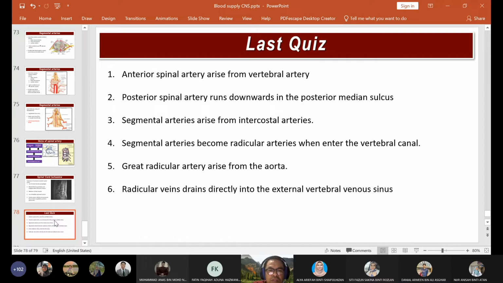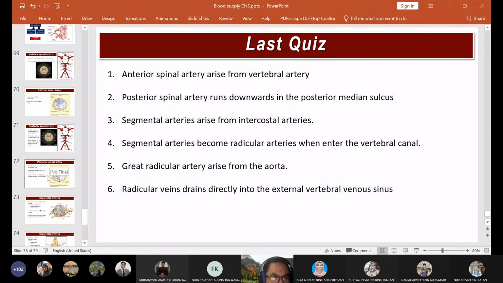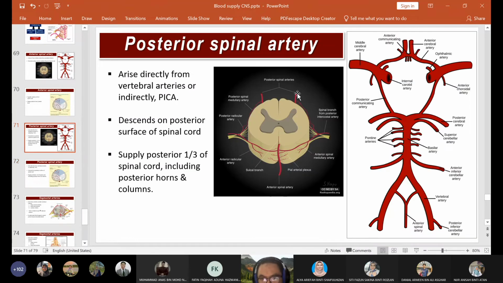Anterior spinal artery arises from the vertebral artery. True. Posterior spinal artery runs downward in the posterior median sulcus. False. Very good. Why? As I showed you, it doesn't. This is the median sulcus, but it runs posterior to it. It's not running in the sulcus. Very good.